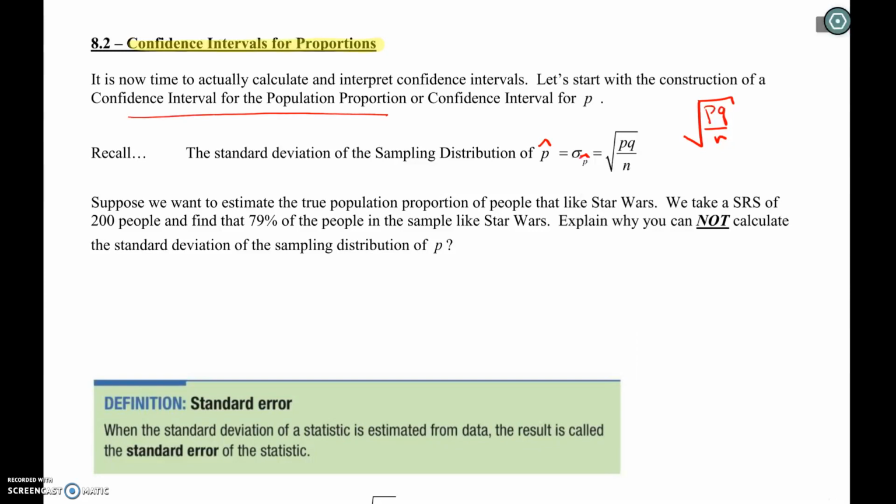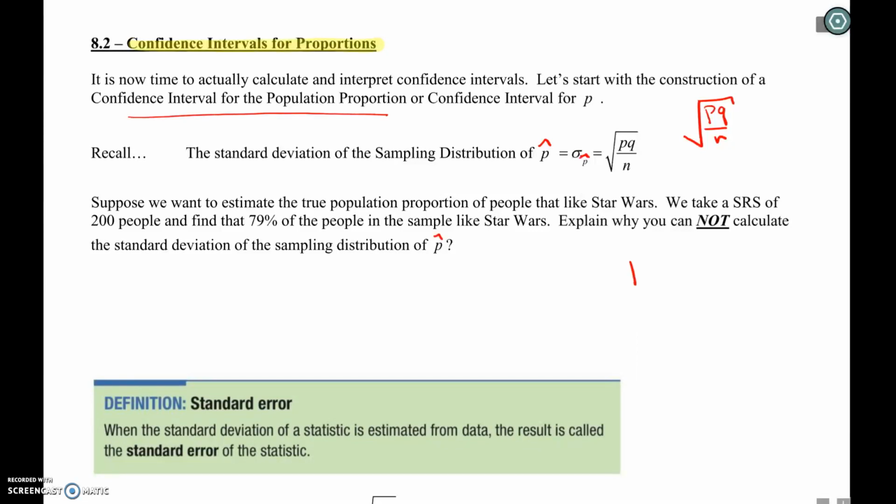Suppose we want to estimate the true population proportion of people that like Star Wars. Of course, it's 100%. Maybe not. We take a simple random sample of 200 people and find that 79% of the people in the sample like Star Wars. Explain why you cannot calculate the standard deviation of the sampling distribution of p hat.